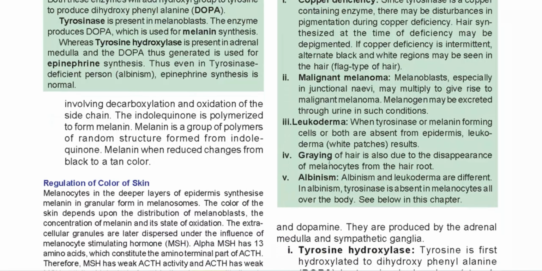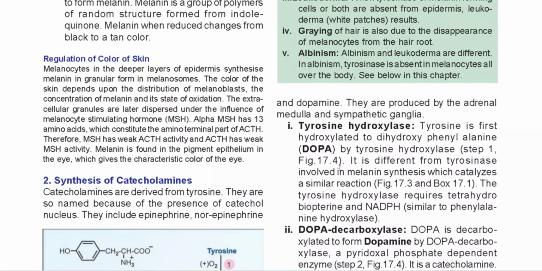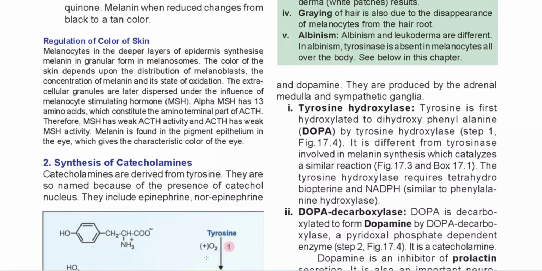Now let's see how catecholamines are formed. In the synthesis process, catecholamines are derived from tyrosine and are so named because of the presence of the catechol nucleus. They include epinephrine, norepinephrine and dopamine, and they are produced by the adrenal medulla and sympathetic ganglia. In the first step, the tyrosine hydroxylase enzyme converts tyrosine to dopa, dihydroxyphenylalanine. It is different from the tyrosinase enzyme involved in melanin synthesis, but it is a similar reaction type, and NADH acts as a cofactor.